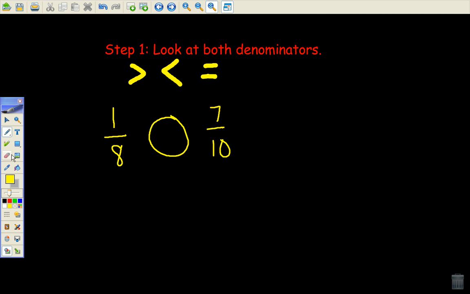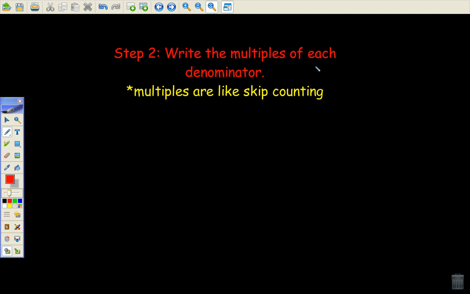And step 1 was to look at the denominator. In this one, the denominator is 8, and in this one, the denominator is 10. So that is our first step, is just to look at both of the denominators. Step 2, we're going to write the multiples of each denominator. Multiples are just like skip counting. So if I had 5 as the denominator, I would skip count 5, 10, 15, 20, and so on.